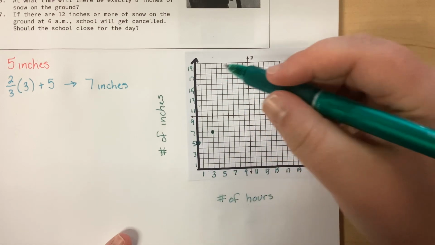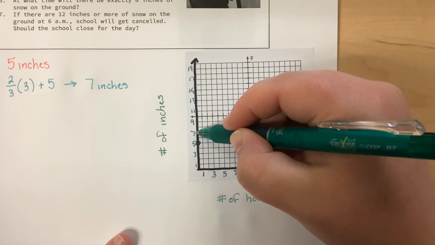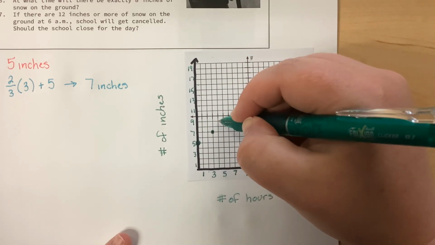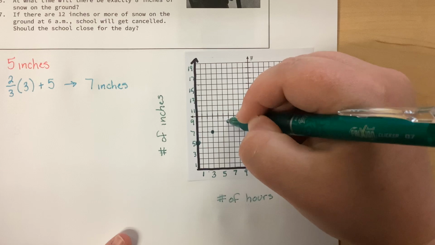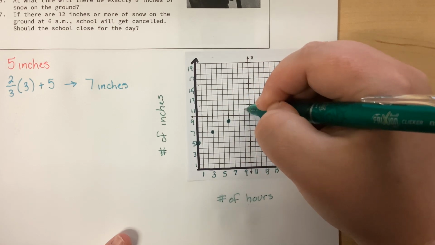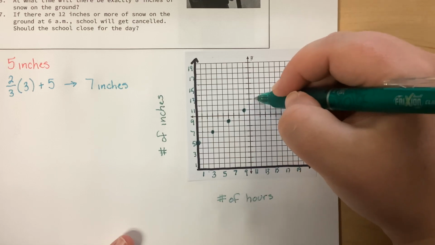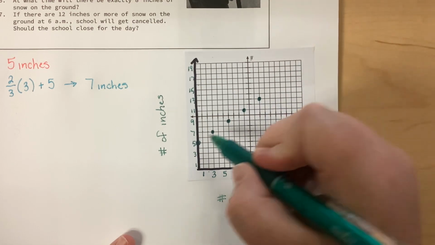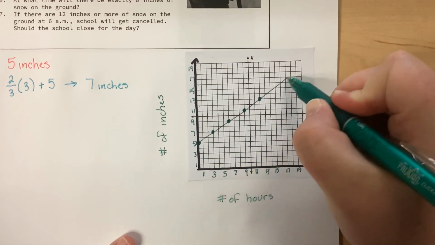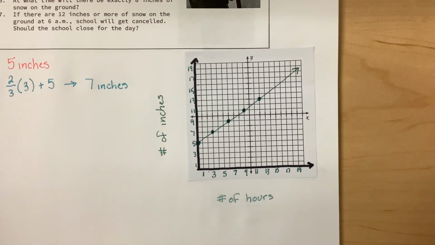So that matches what we got for number 2, right? In 3 hours, we have 7 inches of snow. Now, 3 points is probably enough to stop, and you would use a ruler to make your line, but I don't have one right at this moment, so I'm just going to do my best here. And that would be the graph that represents this function.